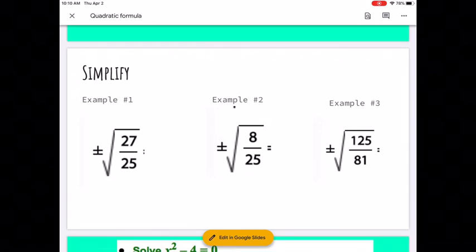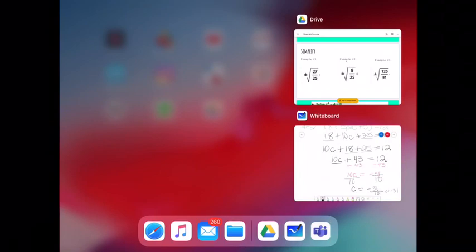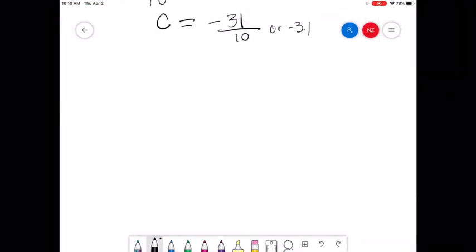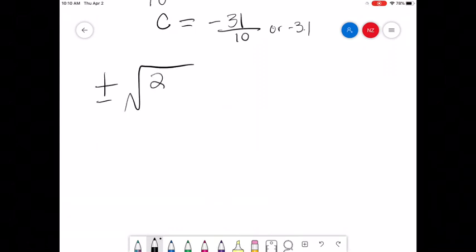So example number 1 here, we have the square root of 27 over 25. I know that the solution is going to be either plus or minus, so I write that plus minus in front of it. The square root of 27 doesn't exist, but the square root of 25 does. So I want to be more creative in trying to think of how I can simplify the square root of 27. Think about factors. We talked about factors a lot in the previous couple of weeks.